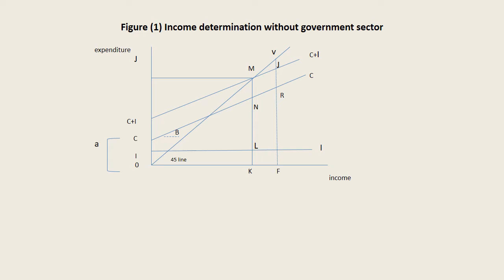At any point after M, income is greater than C plus I. This means economic policy may work to reduce income in order to regain the equilibrium. Before M, C plus I lies above the 45 line, and this means that expenditure is greater than income, and this requires that income increase to obtain equilibrium.